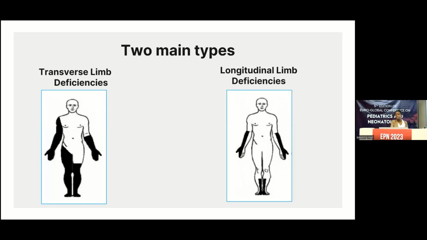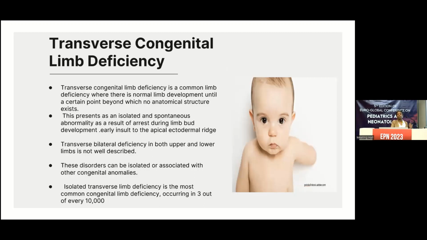Longitudinal limb deficiency is a complete or partial absence of a specific bone. It could be radial, tibial, or fibular, while transverse limb deficiency is the common type of limb deficiency where there is normal limb development until a certain point, beyond which no anatomical structure exists. It presents as an isolated spontaneous abnormality as a result of arrest during limb bud development and early insult in apical ectodermal ridges.